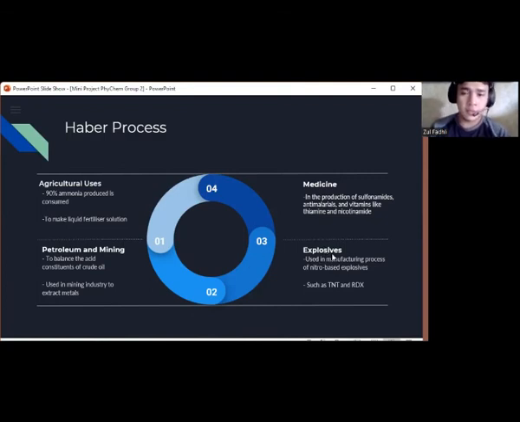Next is explosives. Ammonia produced is used in the manufacturing process of nitro-based explosives such as TNT and RDX. The last one is medicine. It is used in the production of sulfonamides, anti-malarials, and vitamins like thiamine and nicotinamide.